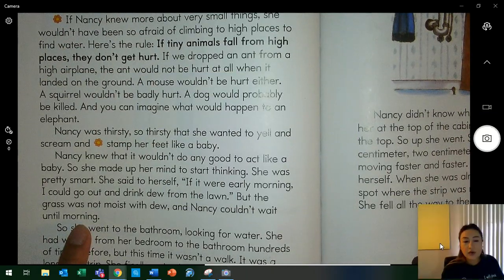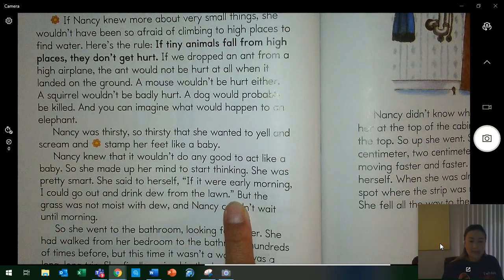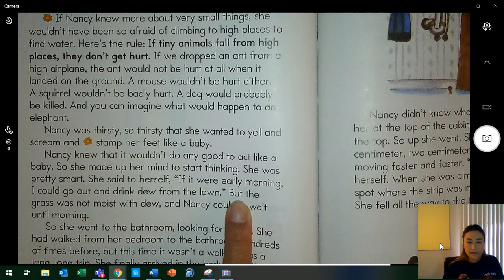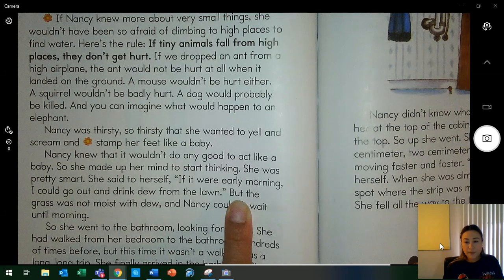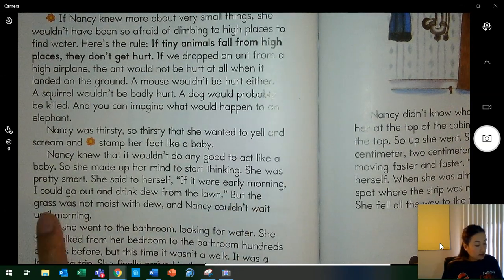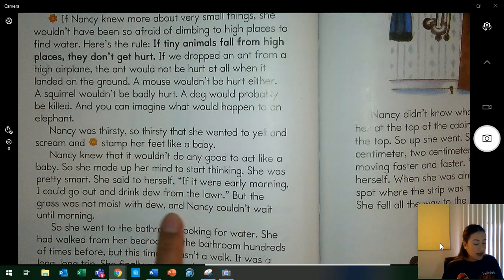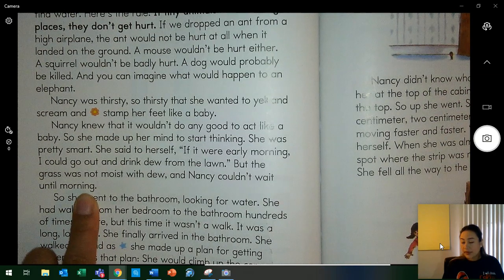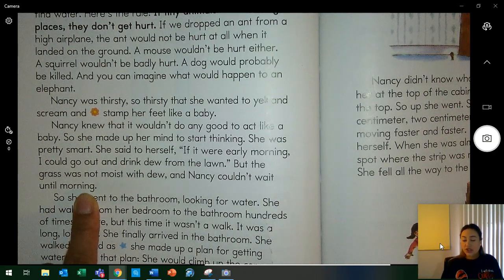Okay, boys and girls, I want you to point to this sentence right here. But the. Okay, are you there? All right, let's continue from there. But the grass was not moist with dew, and Nancy couldn't wait until morning. Stop right there. Why couldn't she wait until morning? Get ready. Right? Because she is thirsty now.